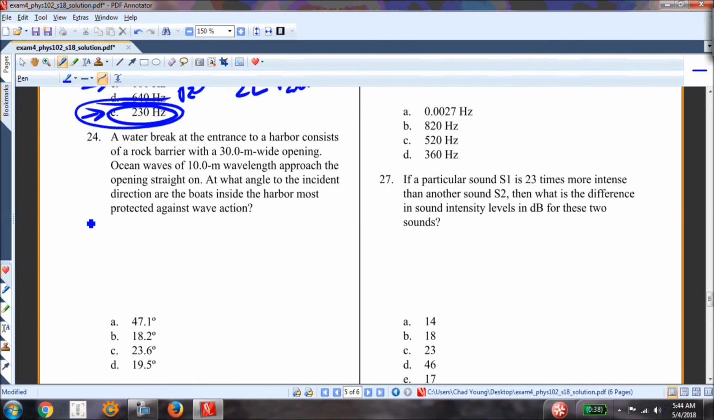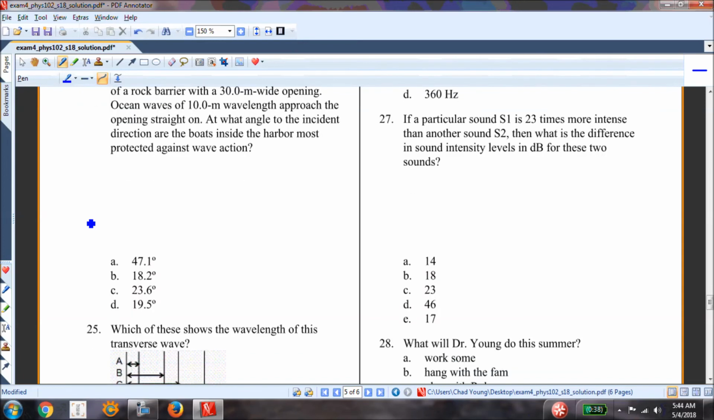Okay, number 24. A water break at the entrance of a harbor consists of a rock barrier with a 30-meter wide opening. Ocean waves at 10-meter wavelength approach the opening straight on. At what angle of incident direction are the boats inside the harbor most protected against? Okay, so a is equal to 30, wavelength is equal to 10, and I want to know what is theta.